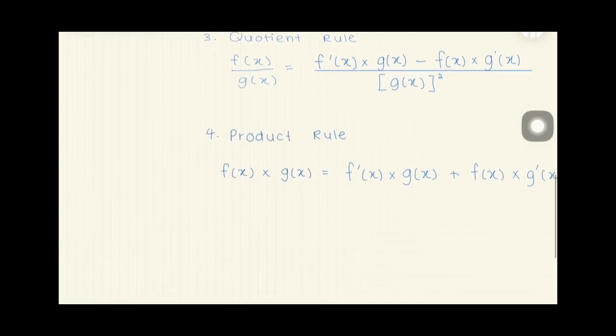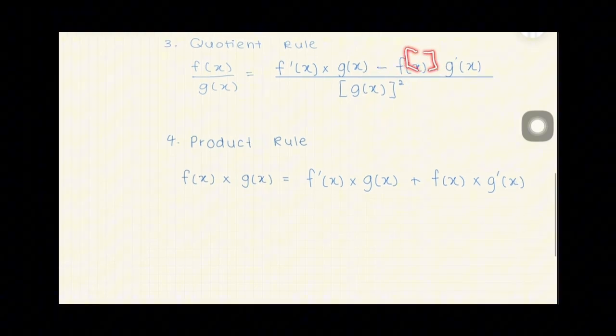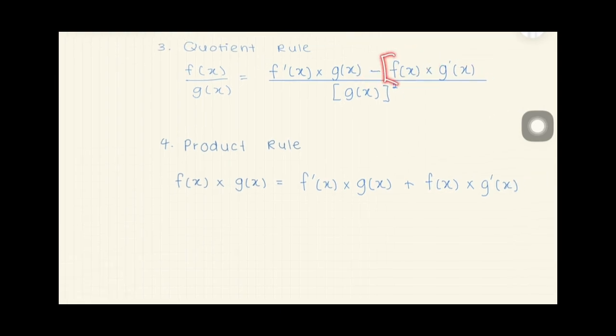For the quotient rule, if there are 2 functions in a fraction, with the first function above and the second function at the bottom, the derivative of the first function is multiplied by the bottom function, minus the product of the first function times the derivative of the bottom function. All of this is then divided by the square of the bottom function.